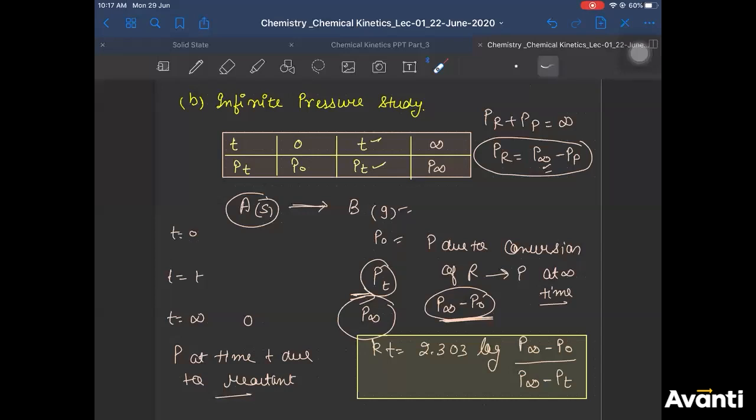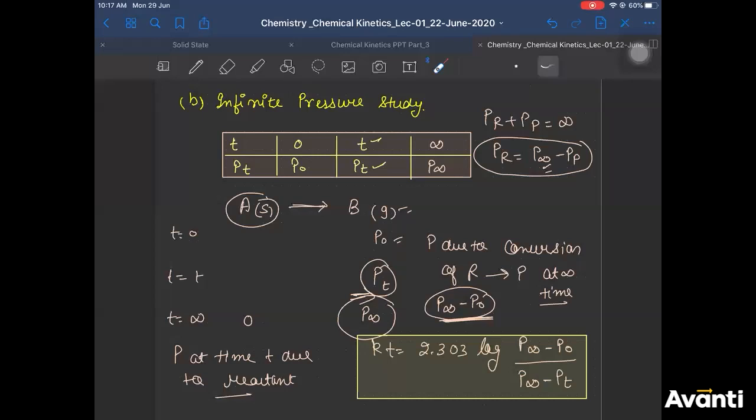How can the examiner give P infinity? Many of you are wondering how this P infinity is achieved. I have actually done this reaction in the lab, so I can answer it better. How do you achieve this? This is called kinetics of reaction.